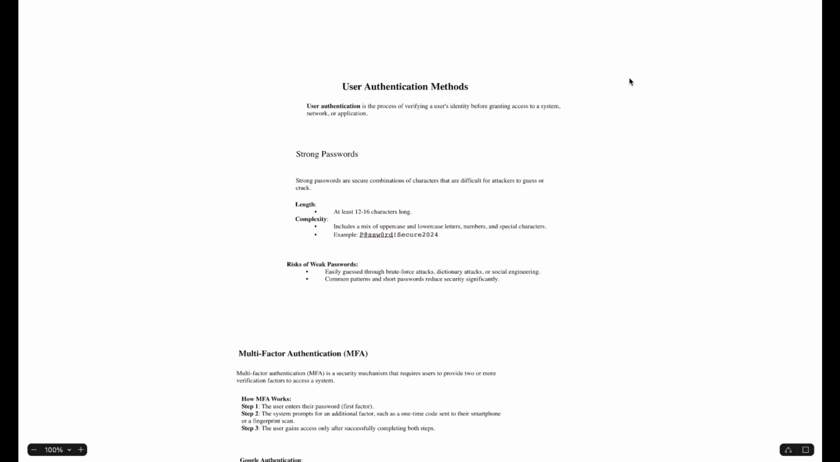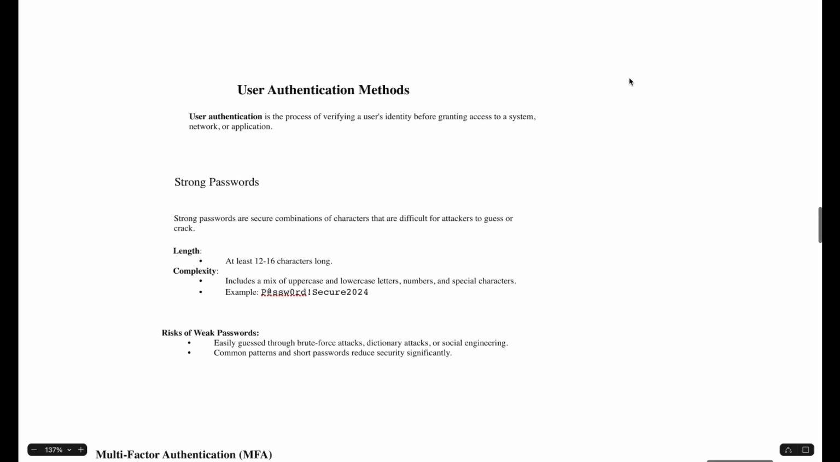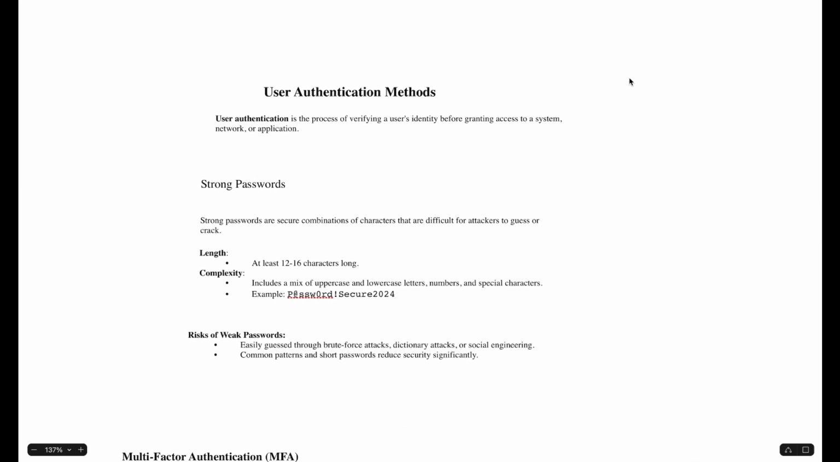And at last we have user authentication methods. So this is the process of verifying a user's identity before granting access to the system. So this is making sure that the person trying to access the data is safe. In human words, this is basically just setting up passwords. A password is usually recommended to have numbers, letters, and capital letters.